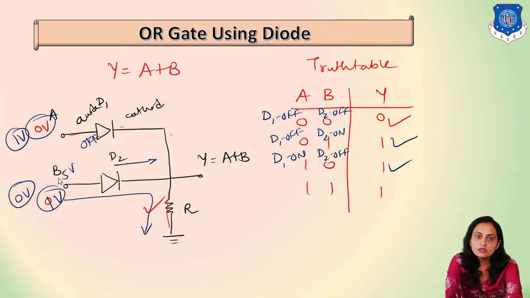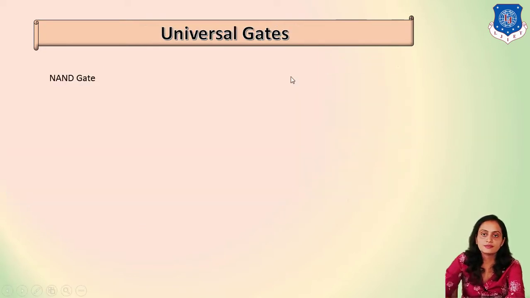And if both inputs are 1, then both the diodes are on, that is D1 is on as well as D2 is also on. And when both the diodes are on, you will find the connection from this input to the output, and that is logic 1, that is 5 volt, and that's why output is logic 1. So this is the OR gate using the diode and resistor circuit.